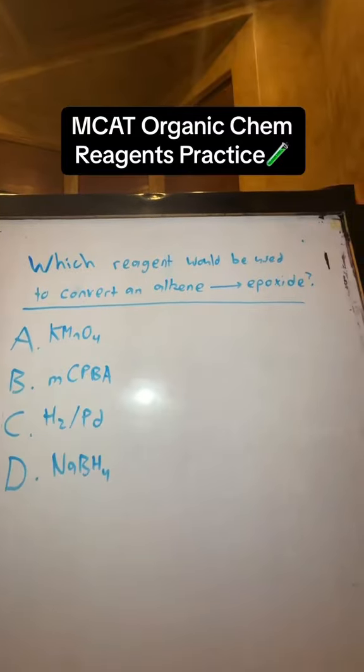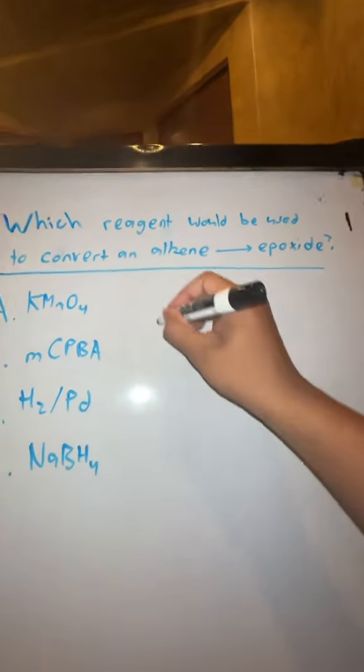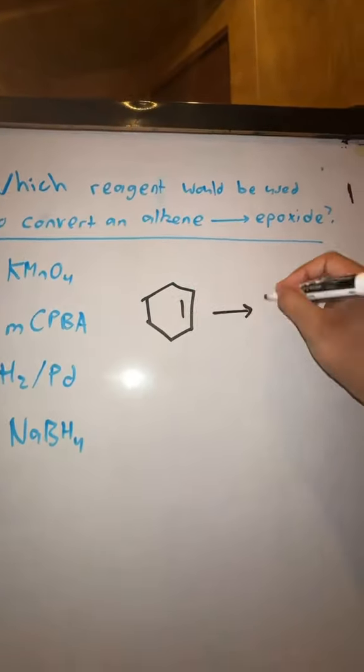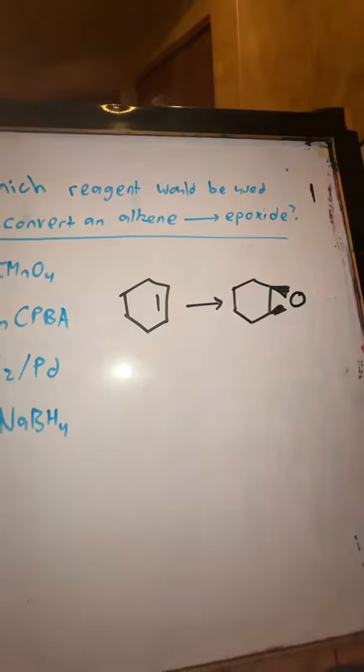Which reagent would be used to convert an alkene to an epoxide? So let's say we have this alkene ring structure right here. The epoxide would look like this, where both carbons from the alkene are bonded to the same oxygen, and these bonds are going to be on the same side, either both dashes or both wedges.